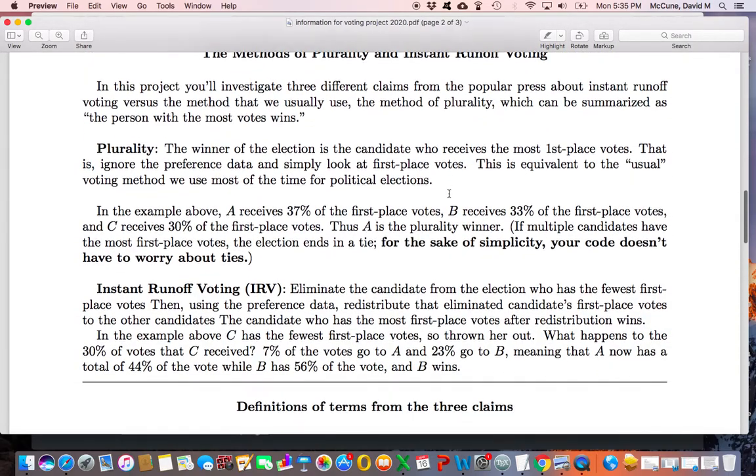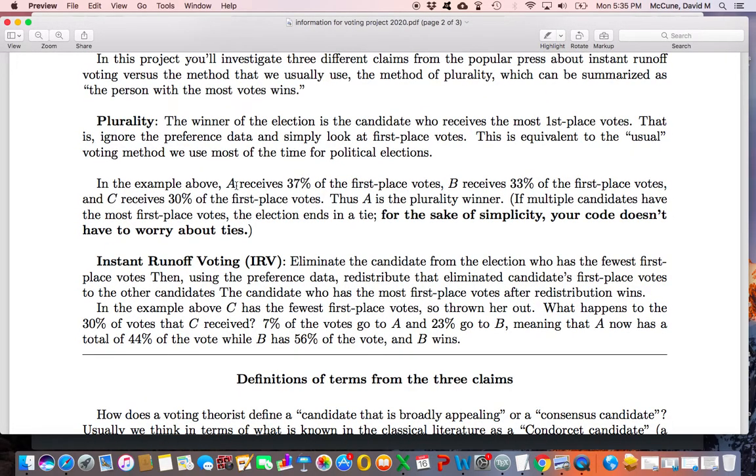So under our normal voting method, A got the most first place votes with 37% of them, B got the second most, and C got the third most. So A would win.